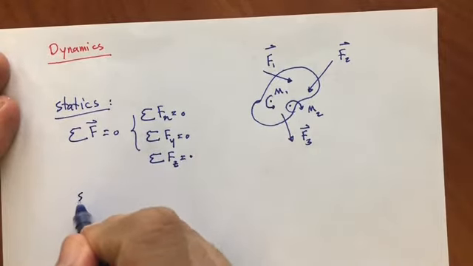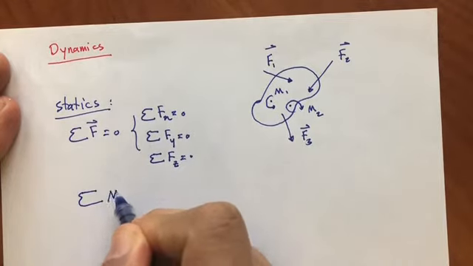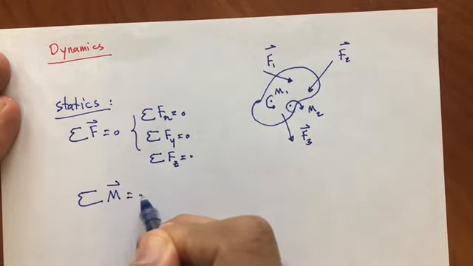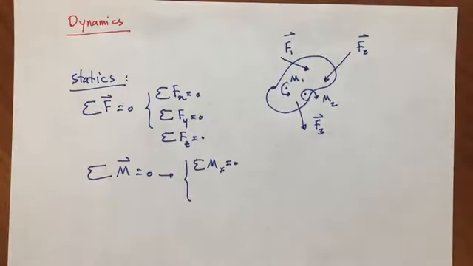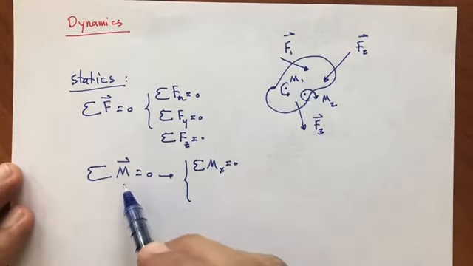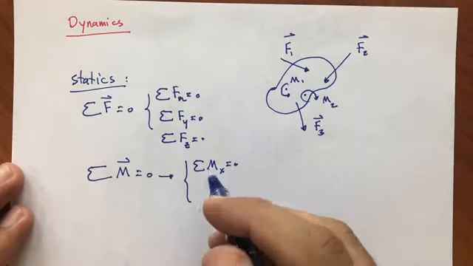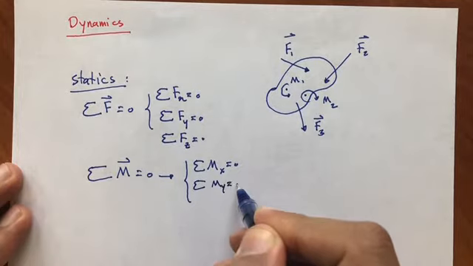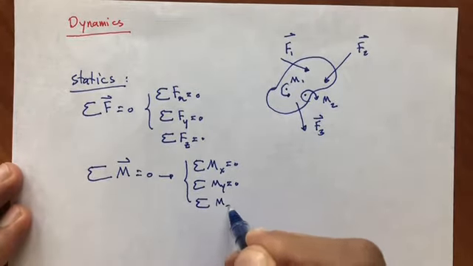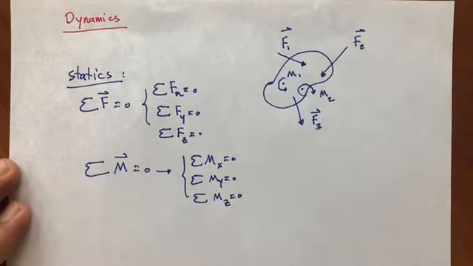And same thing for the moments. Sum of the moments must be equal to 0. Again, you can split this equation and you can write this equation in different directions too. Sum of the moments in x direction, sum of the moments in y, or sum of the moments in z, or in general, sum of the moments in any direction is equal to 0.